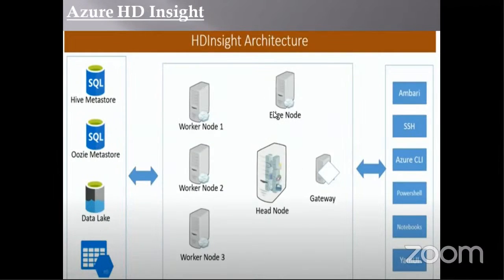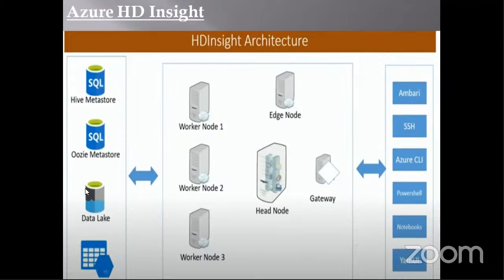The architecture looks like this: you will have the worker nodes, and the edge node. You know what an edge node is, right? A gateway node. Through this you can use Ambari, SSH, meaning the command line interface, PowerShell, notebooks, Yarn, anything. You can keep the data here, process it, and visualize it in Ambari, or visualize it using the command line interface. Anything is possible using HDInsight.